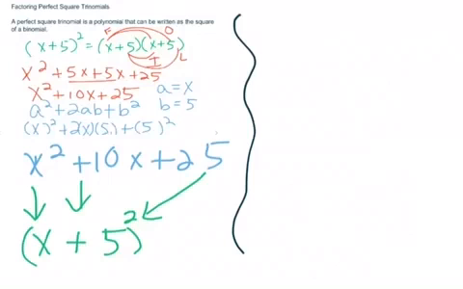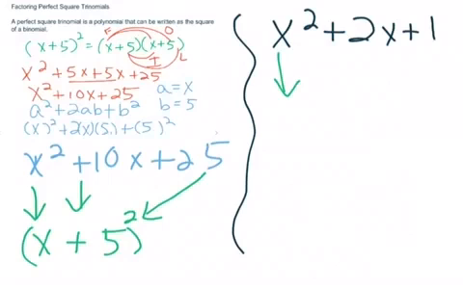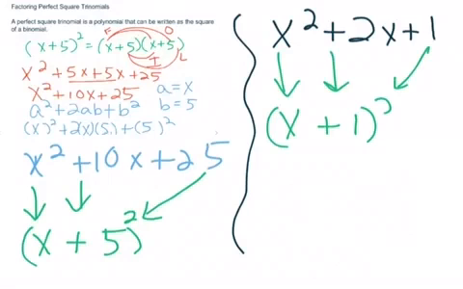Let's take a look at one more example. Suppose we have x squared plus 2x plus 1, and suppose that we've already verified it is a perfect square trinomial. To factor this, we simply take the square root of the first term, we take the sign following, and the square root of the last term, then we square the whole expression.